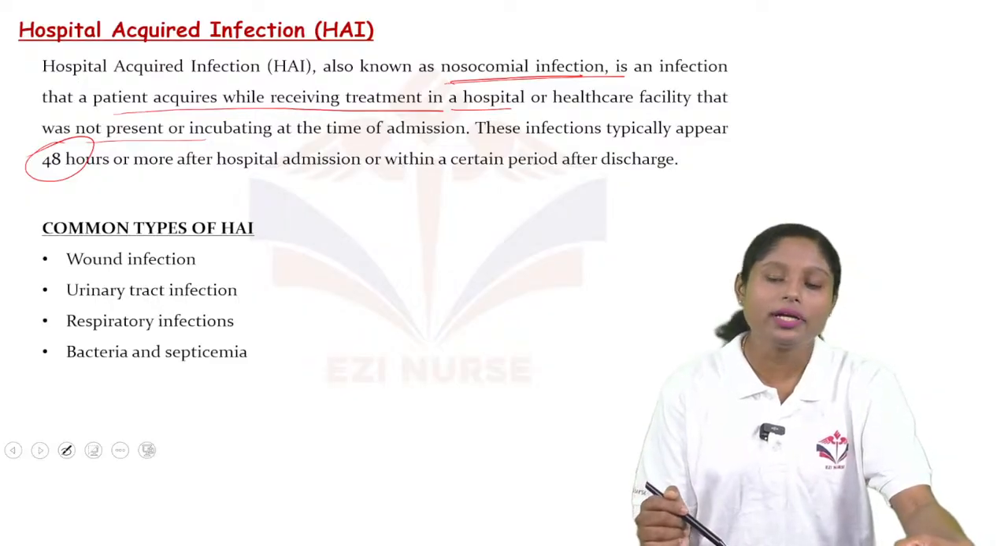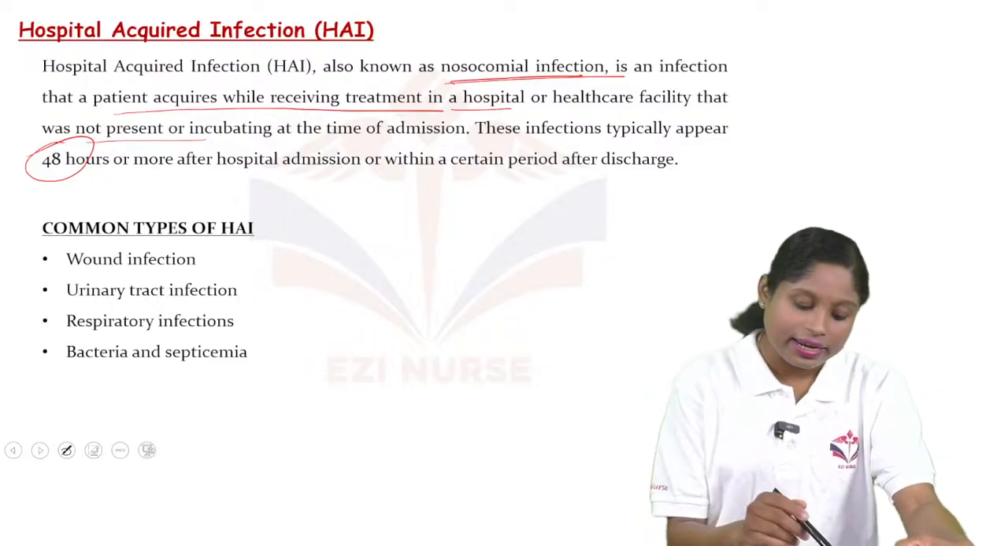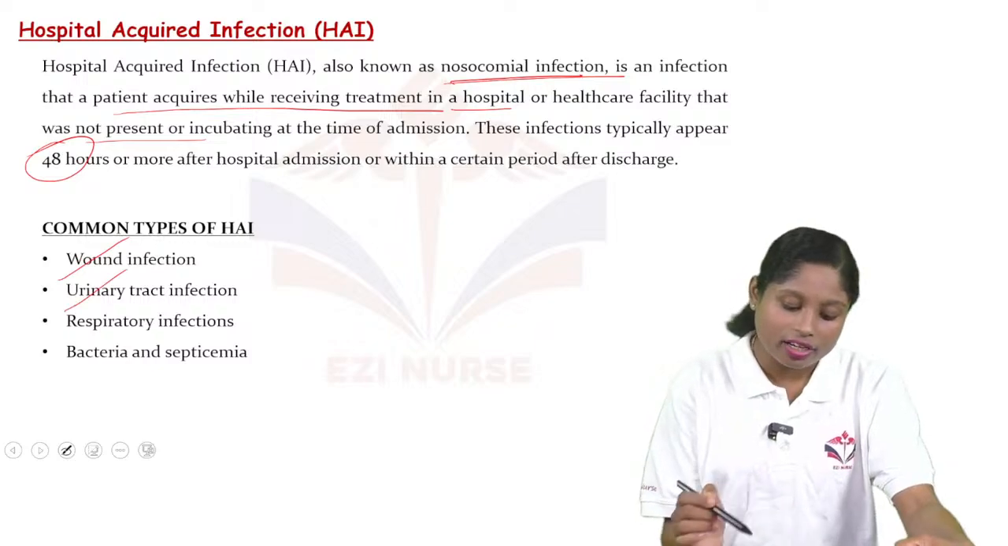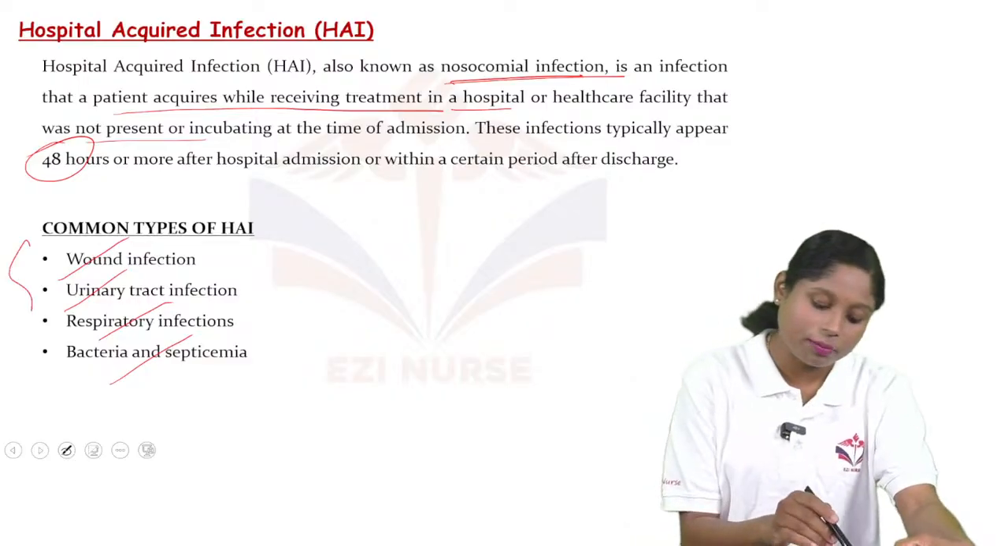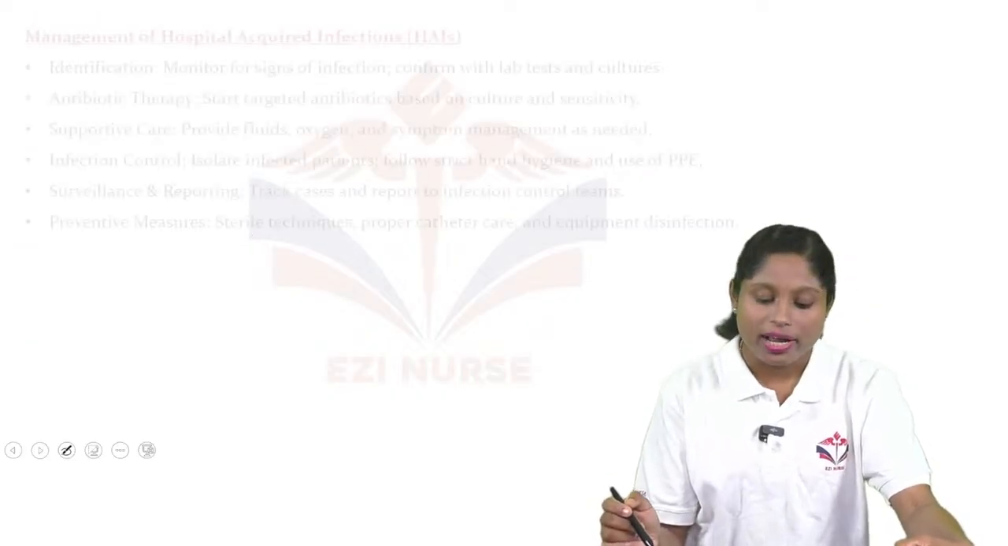So what are the common types of hospital acquired infection? Like wound infection, urinary tract infection, respiratory infections, bacteremia and septicemia. So these are the main common types of hospital acquired infection.